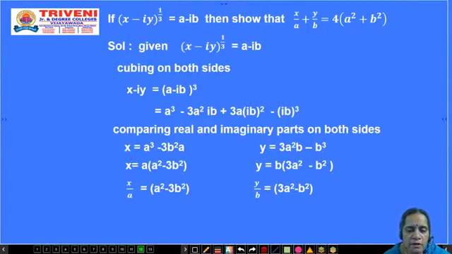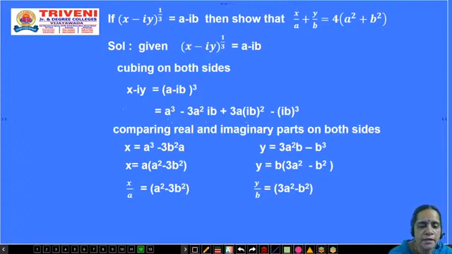The (a minus b) whole cube formula, all of you know: a cube minus 3a square b plus 3ab square minus b cube. In place of a we keep a, but in place of b we put the value ib here. What we get here: a cube minus 3a square into ib plus 3a into ib whole square minus ib whole cube. With i square meaning minus 1, it becomes a cube minus 3a square ib minus 3ab square minus ib cube.